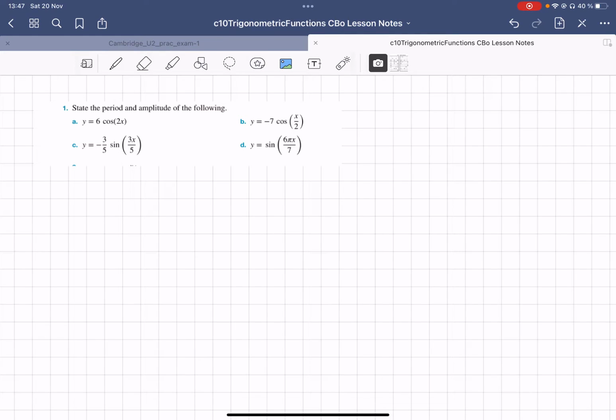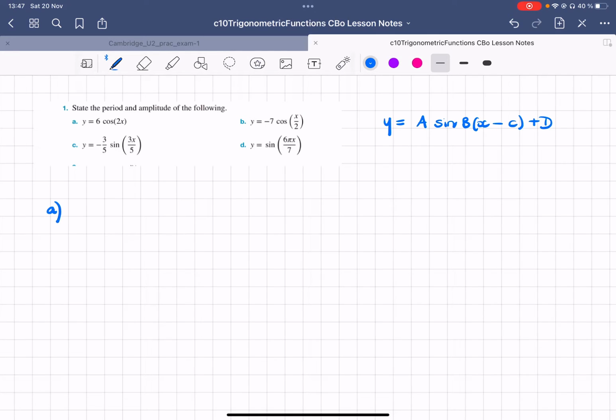Hi everyone. Let us determine the period and amplitude of these functions using what we know about the meaning of the parameters. So you should have knowledge of some standard version of a trig function. I use this one. You could write it slightly differently, and that could be for sine or for cosine.